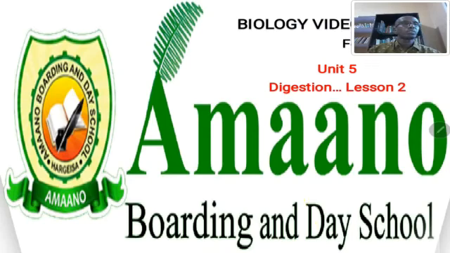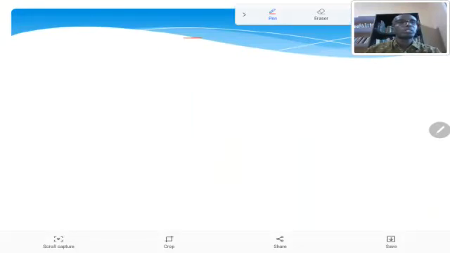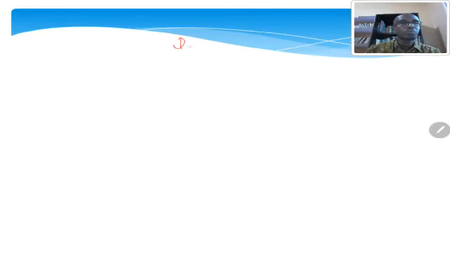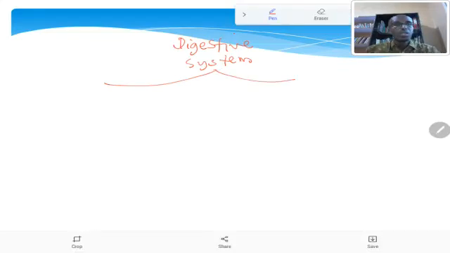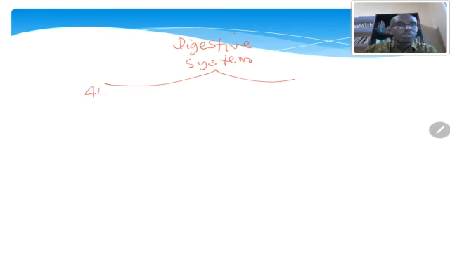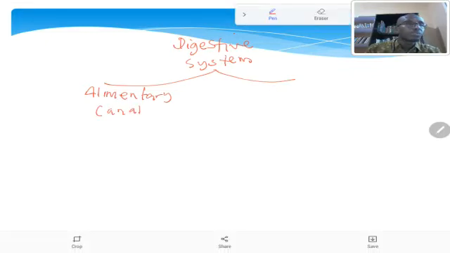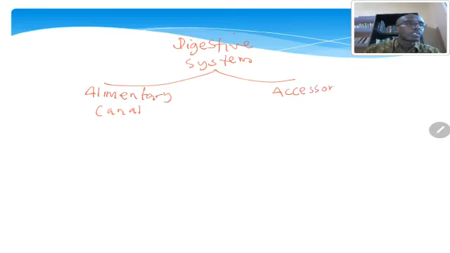In our previous lesson, we discussed the digestion and its parts. If we make a short summary about the digestive system, we learned that the system contains two parts: a part called the alimentary canal, and a part called accessory glands or organs.